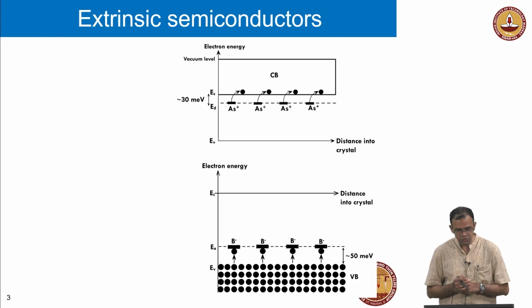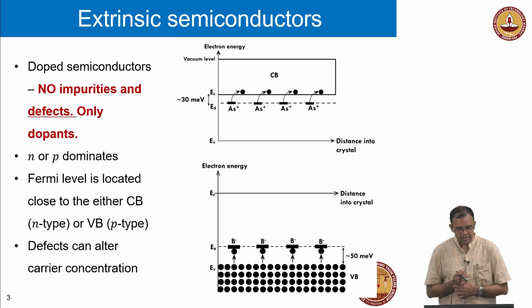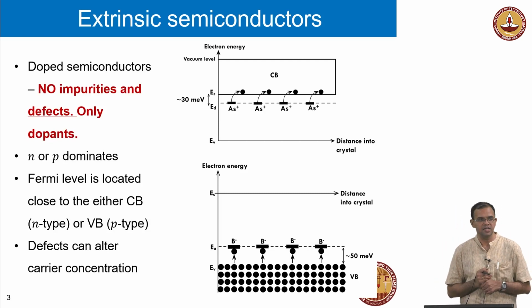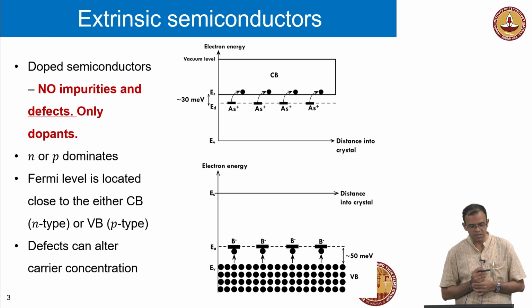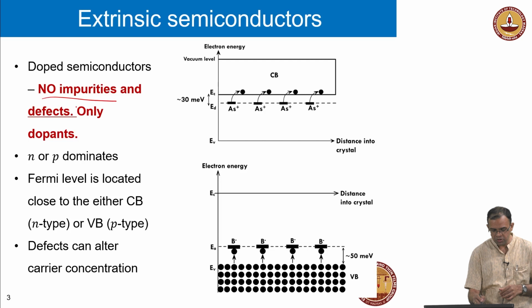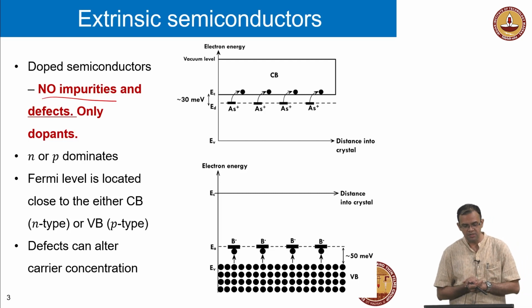The same is true if you have an extrinsic semiconductor as well. In the case of an extrinsic semiconductor, again, when we were discussing, we said that these are doped. We add some specific type of impurities to these materials, but there are no general impurities or defects. So only we have dopants, but still it is an ideal material. There are no other defects present in the material.